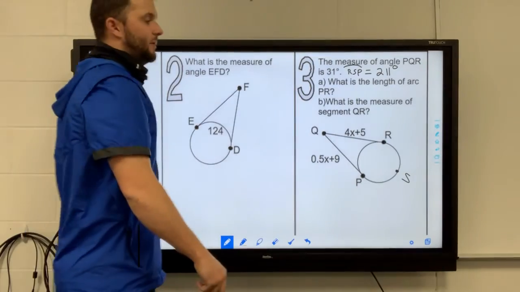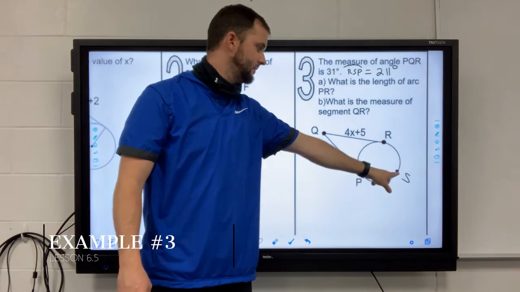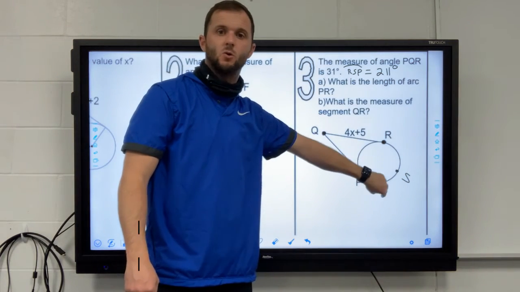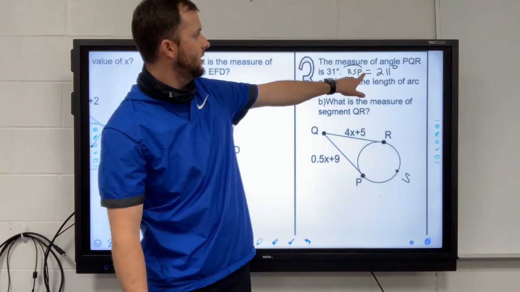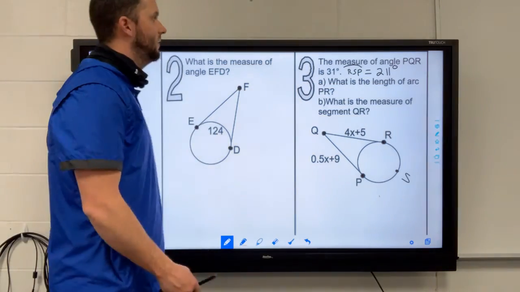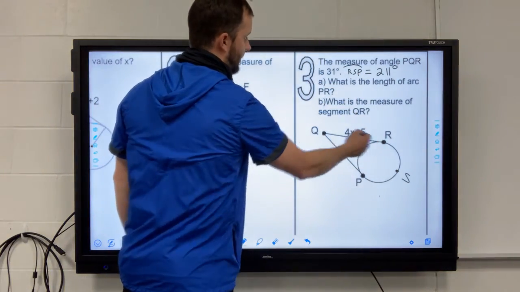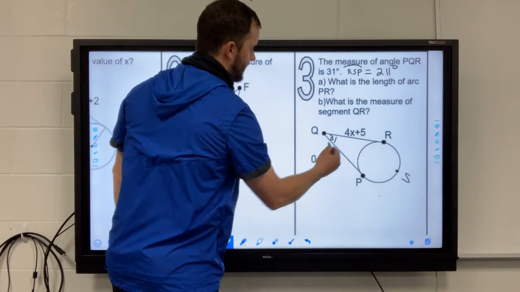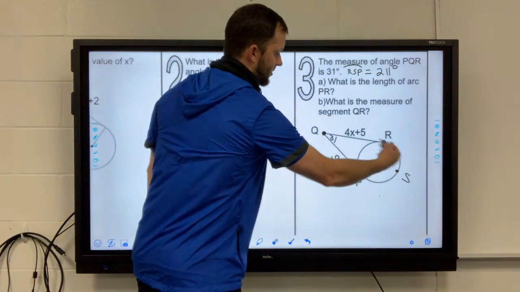All right, so look at example number 3. There's something you need to add in there. Real quick, go ahead and put S somewhere on the outside of this circle right here. And then I want you to add arc RSP is going to equal 211. So right here in this example, it says the measure of angle PQR, this angle right now, is 31. And then it says, what is the length of arc PR? So I need to find this arc right now.